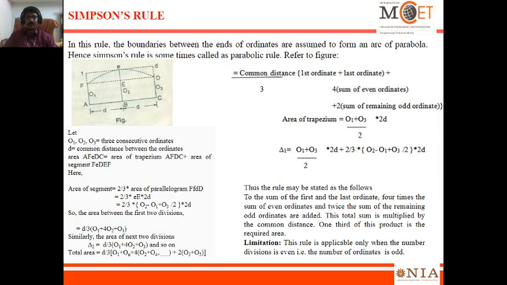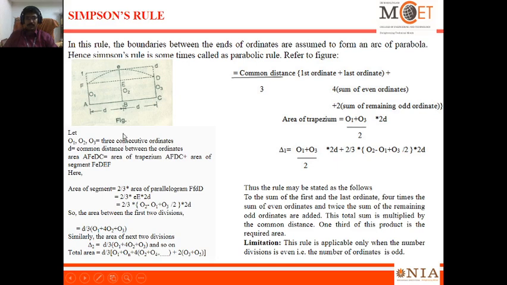Next is Simpson's rule. In this rule, the boundaries between the ends of ordinates are assumed to form an arc of a parabola. Say, arc of a parabola. Hence, Simpson's rule is sometimes called the parabolic rule. Consider the figure. Ordinates O1, O2, O3. The common distance is D. This is the parabolic arc.